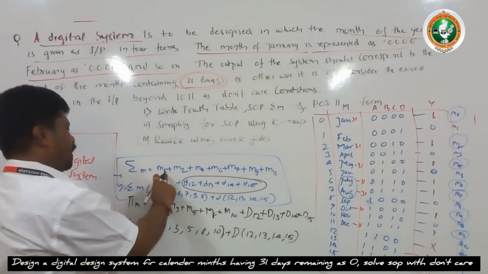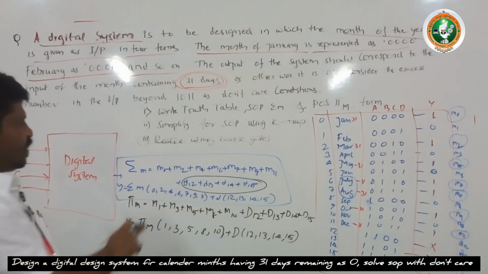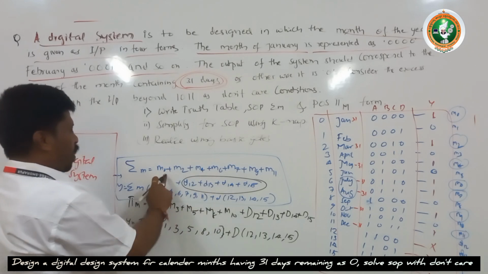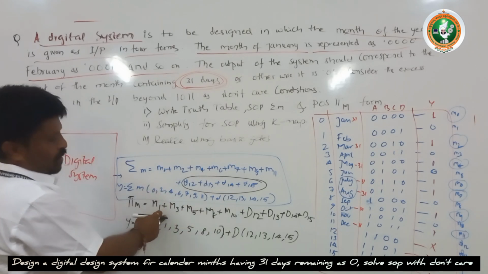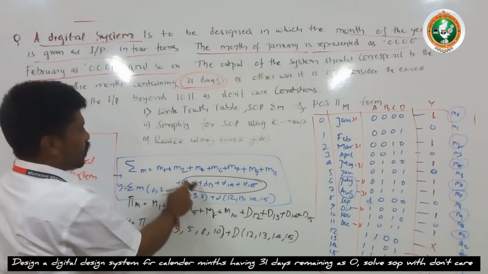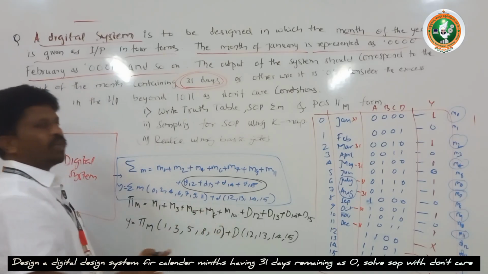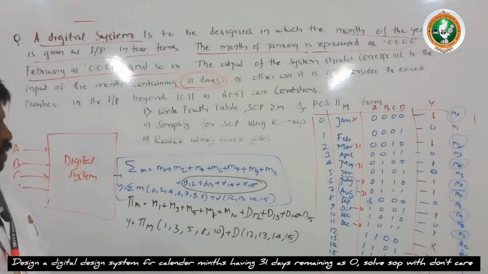Only the min terms and max terms will be changing. The min terms are opposite: the missing terms are considered max terms in the POS. But the don't care cases for the SOP and the POS are both the same. Nothing else, okay. Just write it.